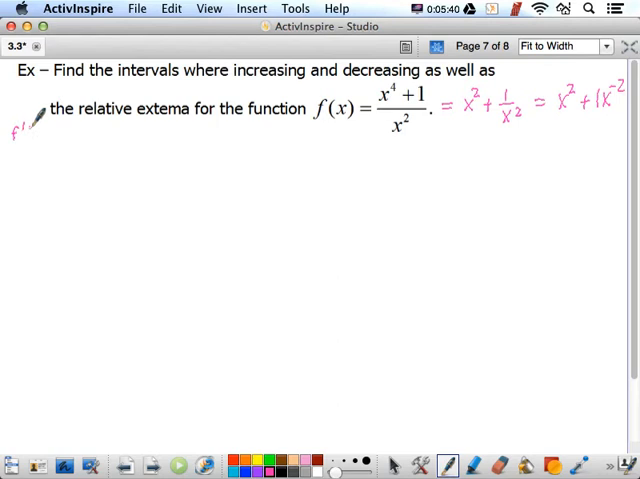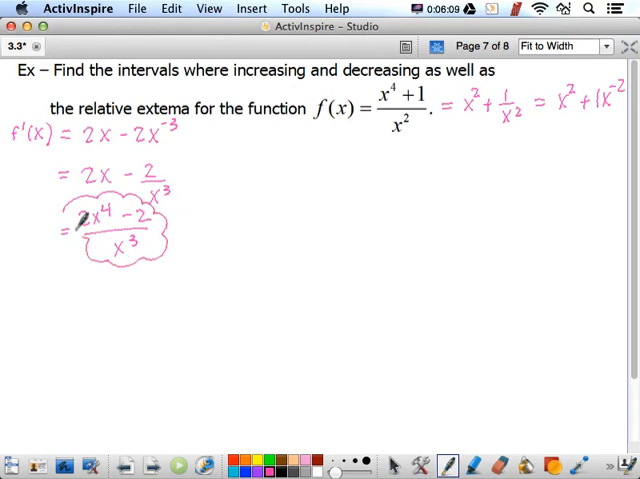So for our derivative, we get 2x minus 2x to the negative what? To the negative 3? Yeah. Which is going to be 2x minus 2 over x cubed. And then we'll get a common denominator of x cubed, and we have 2x to the fourth minus 2 all over x cubed. And it really will help if you will somehow either highlight or bubble in that first derivative, because you're going to be using it a lot to substitute back in.